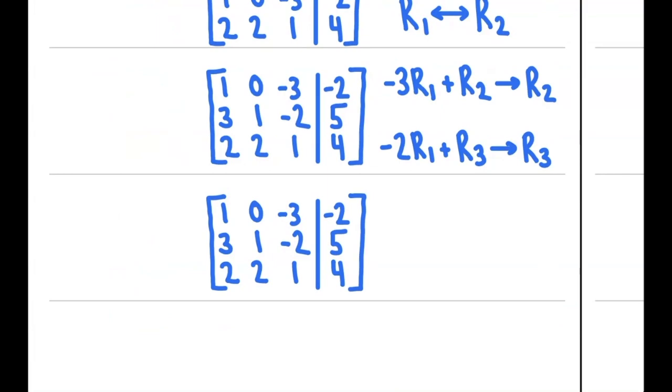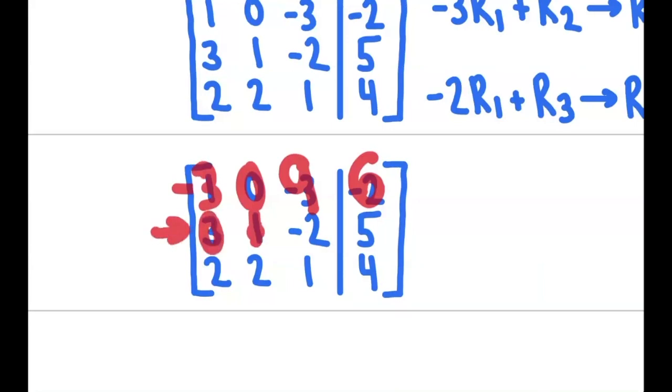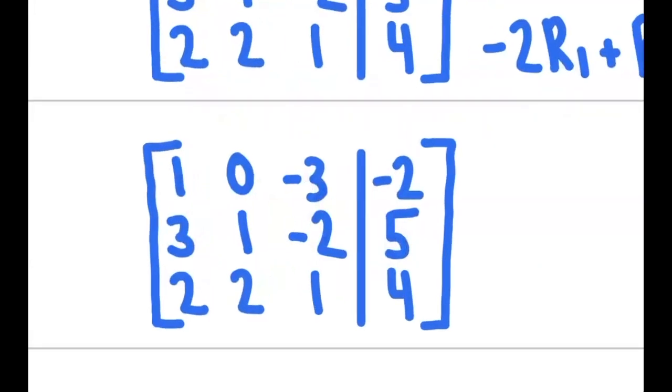So let's do the arithmetic. -3 times the first row, this will become -3. This stays 0. This becomes 9. This becomes 6. And then I'm going to add it to the second row. So -3 plus this 3 right here, that's 0. 0 plus 1 is 1. 9 plus -2 is 7. And this will become an 11 because we have 6 plus 5. So we got 0, 1, 7, 11 in the second row.